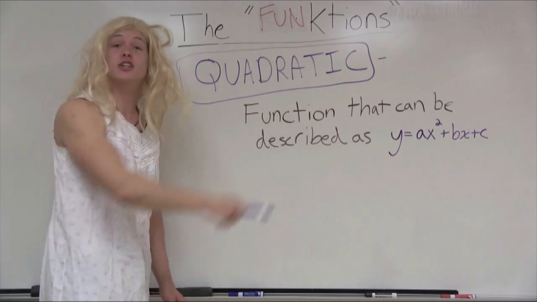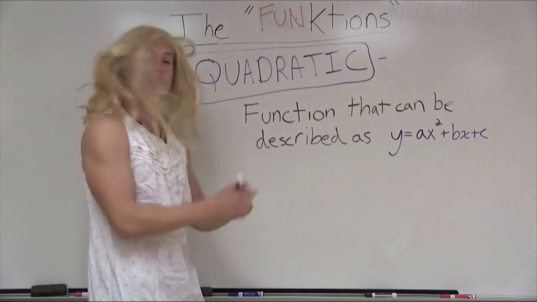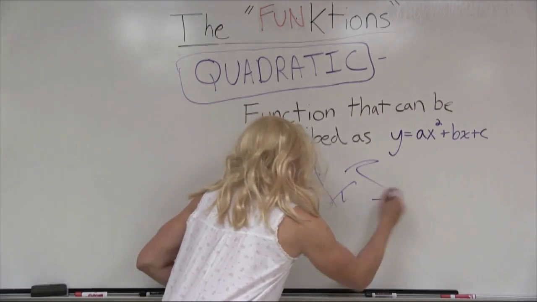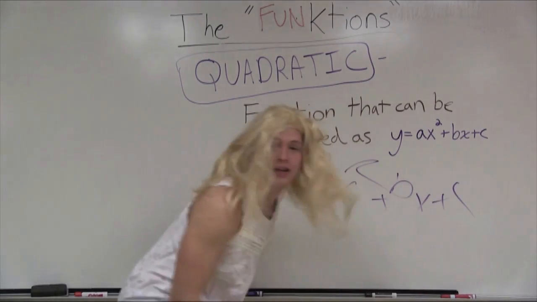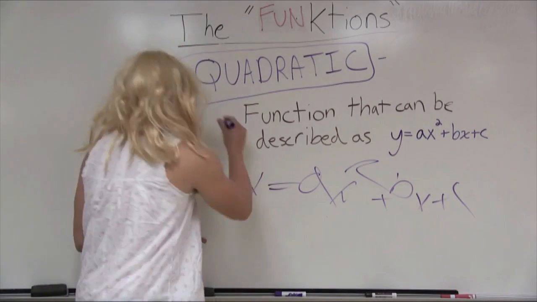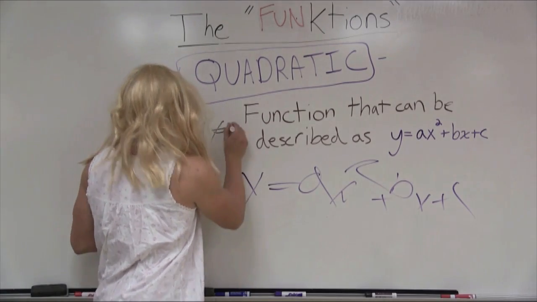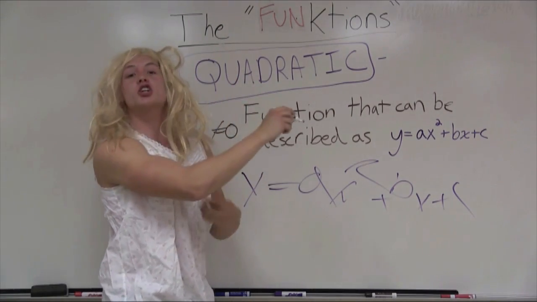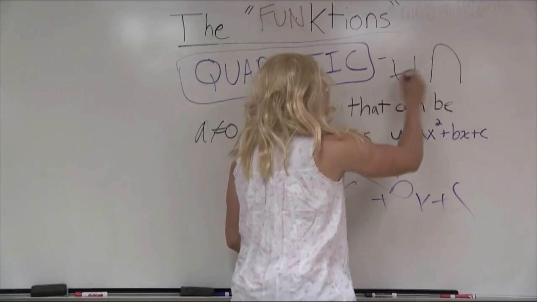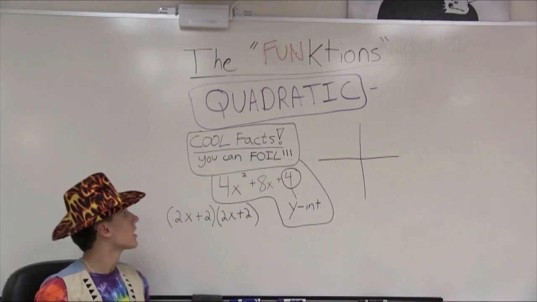Quadratic function. Okay? A quadratic function is a function that can be described as, ready for this, y equals ax squared plus bx plus c. You get it? Okay, now listen to this. This will blow your mind right here. A cannot be equal to 0, and a quadratic function is always a parabola. Parabola. So this is a quadratic function.